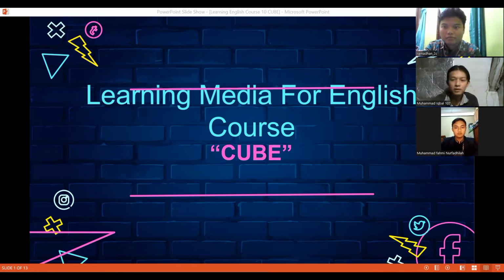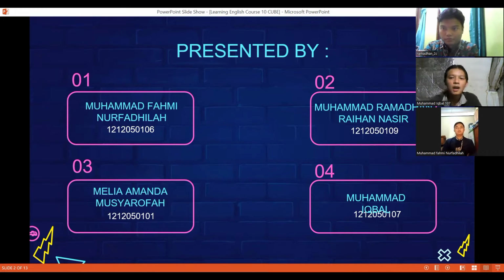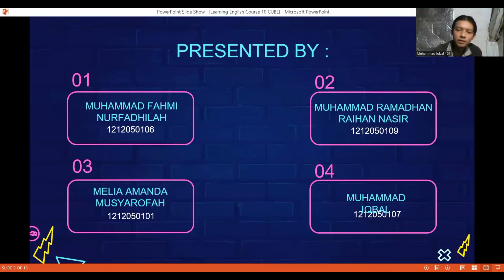This material will be divided into 4 parts. The first part is going to be explained by Fahmi. Fahmi will explain about the definition and the characteristic of the cube. The second part, Ramadan will explain about the volume of the cube and the example how to find it. And the third, Melia will explain about how to find the formula of the cube and also the example how to find it. And lastly, I will explain about how to find the length of the side of the cube if we know the volume and the area of the cube.